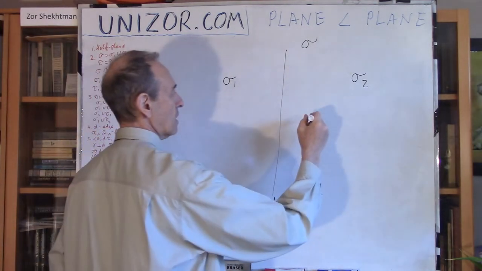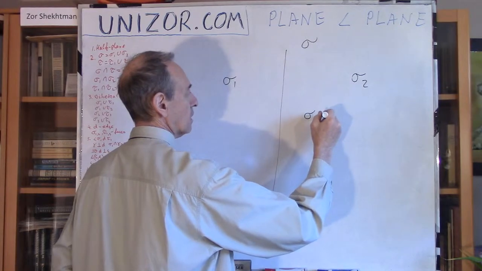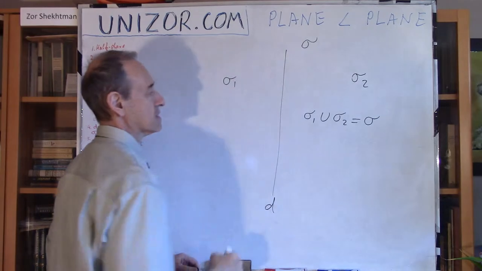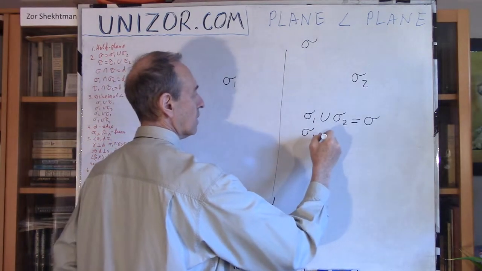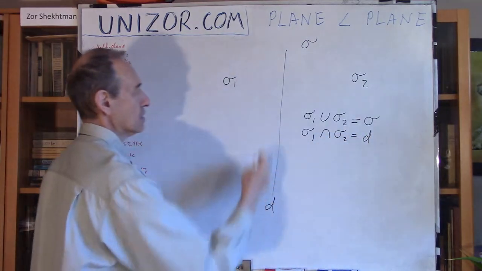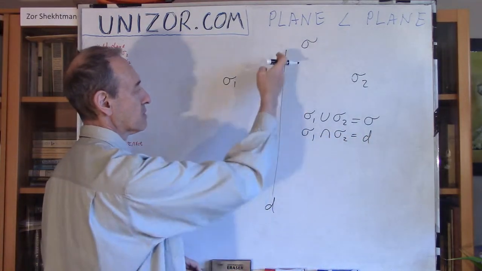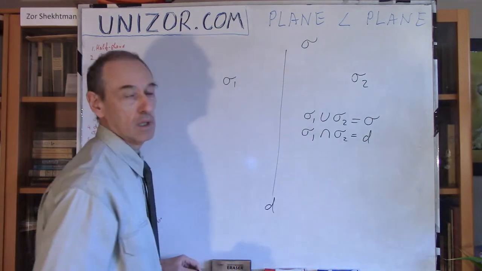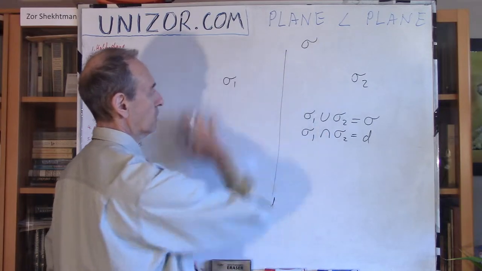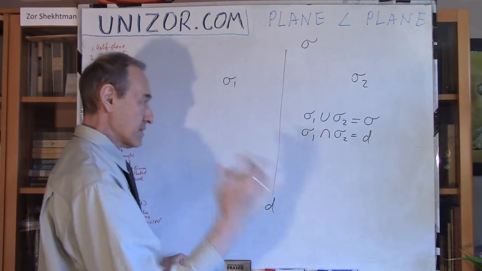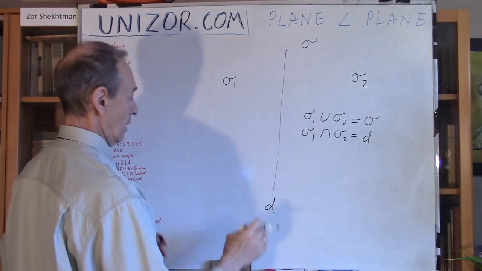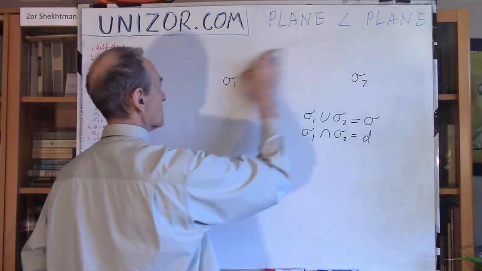So what I can say is that sigma 1 union with sigma 2 is an entire plane sigma, and sigma 1 intersection with sigma 2 is my line D. This is where they intersect, because this line is included in both half planes. And if you unite them together, you will get an entire plane. So this is the half plane. This is the concept of a half plane.